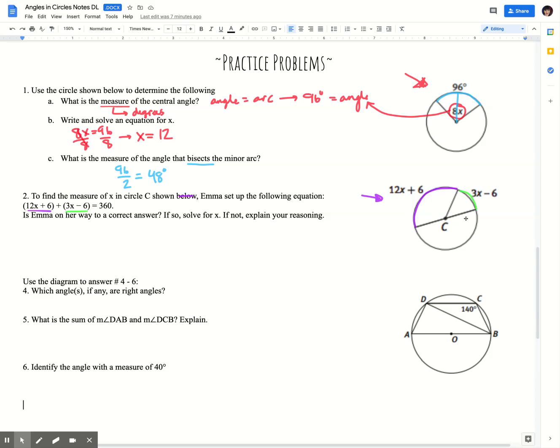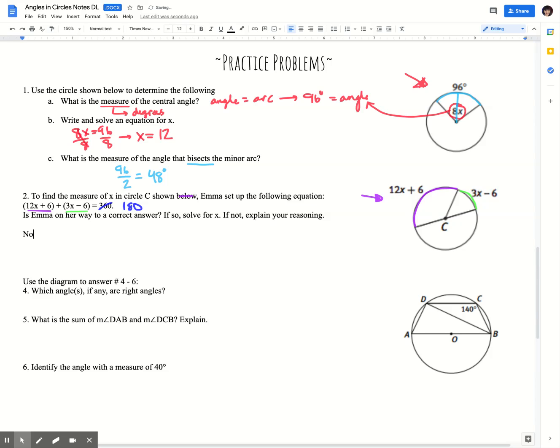Well, I know that there's 360 degrees in an entire circle, but the 12x plus 6 and the 3x minus 6 only account for half the circle. This is only 180 degrees of the circle, because see how it goes from one end of the diameter to the other? It's only a semicircle. So instead of 360 right here, this should be 180 if I wanted to solve this. You technically didn't have to solve for x, because it just said to explain why she's incorrect.